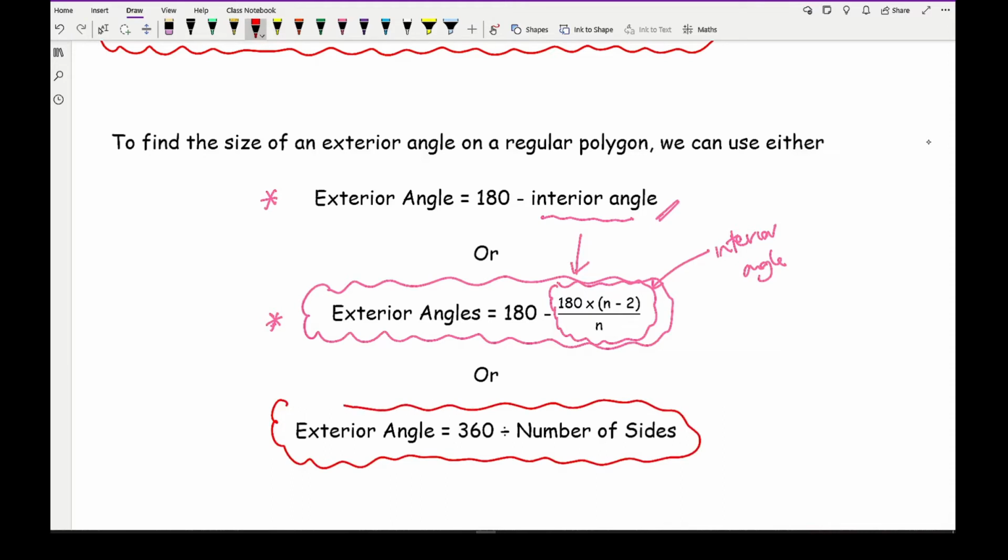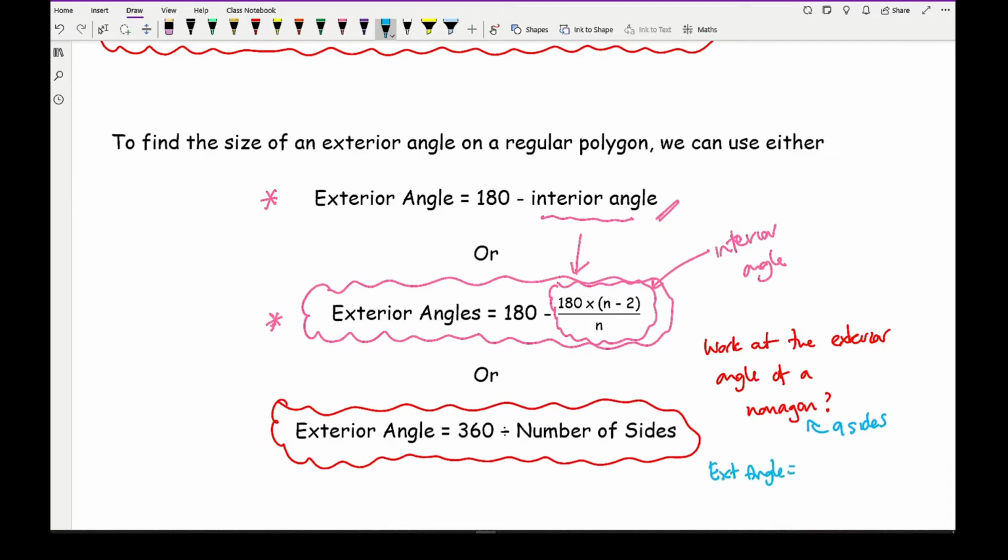So for example, if I wanted to work out the exterior angle of a nonagon, then what I need to do is recognize that a nonagon has got 9 sides. So the exterior angle is going to be 360 divided by 9, which gives me an answer of 40 degrees. And there would be my answer. So the exterior angle would be 40 degrees.